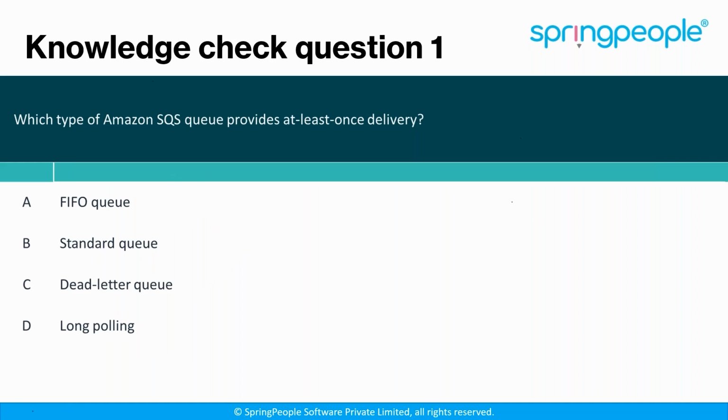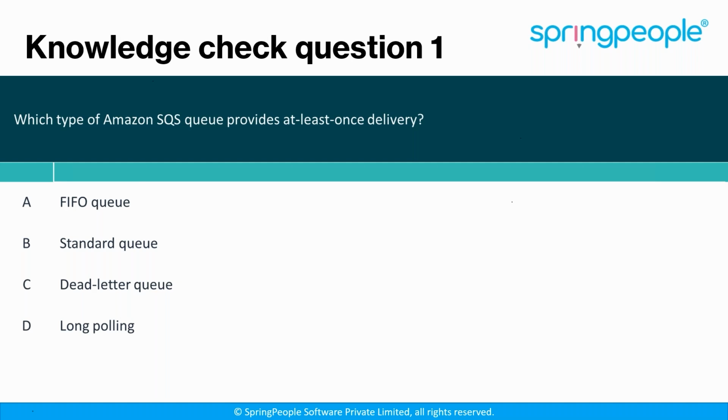Which type of queue provides at least once delivery? If you could type it in the chat, I could just wait for 5 seconds. If you are good, please just type it in the chat. Else, we will just move to the next. So which type of queue provides at least once delivery? There were two types of queue that we have discussed. There is one which ensures that your message is delivered at least once, and then there is one which ensures that your message is delivered in an orderly manner.